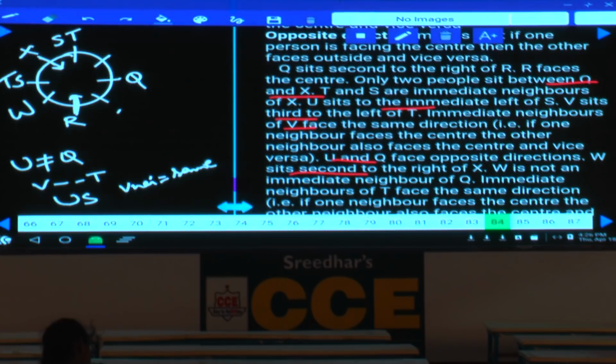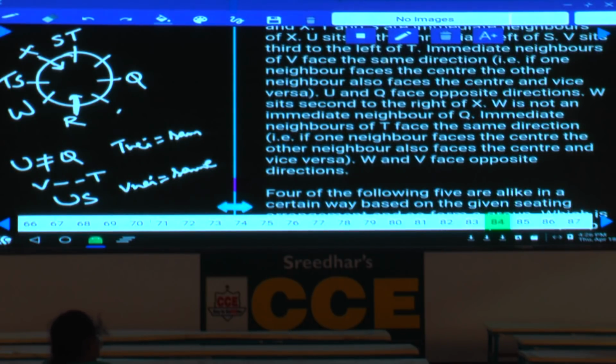Immediate neighbors of T face the same direction. T's neighbors face the same direction. The next one, immediate neighbors of T face the same direction. Next one, W and V face opposite directions. W is not an immediate neighbor of Q.